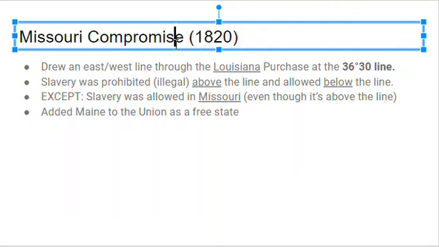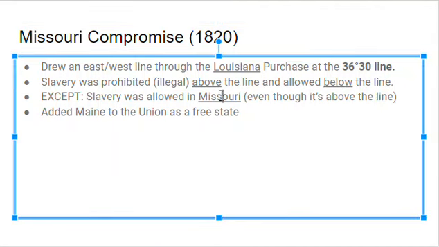So the first compromise was the Missouri Compromise, and it drew an east/west line through the Louisiana Purchase at the 36°30' line. And slavery was prohibited, illegal, above the line, but it was allowed below the line. Except slavery was allowed in Missouri, even though it's above the line. So Missouri is a compromise. Even though it's above the line, it's allowed to have slavery. And Maine was added to the Union as a free state.